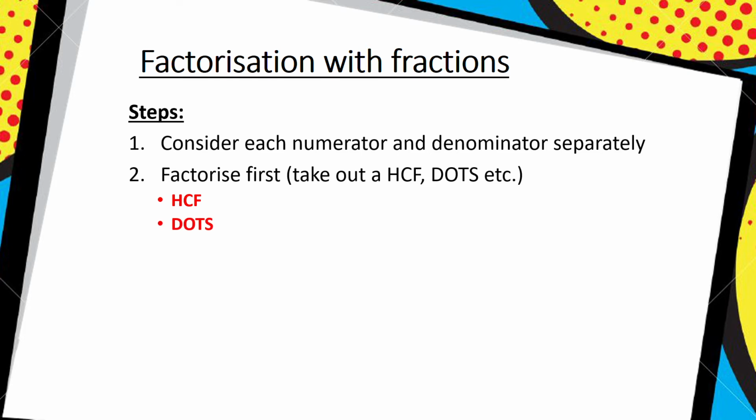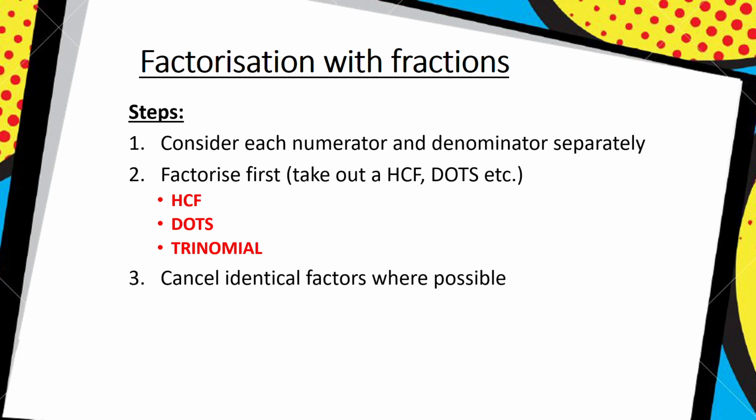Then from there, you check: is this a difference of two squares? Am I subtracting two perfect squares? And then you check for your trinomial also. Only once you've done all of that do you start cancelling out. Say you get an x plus 1 bracket in one fraction and an x plus 1 bracket in the other fraction, they can most likely cancel out.